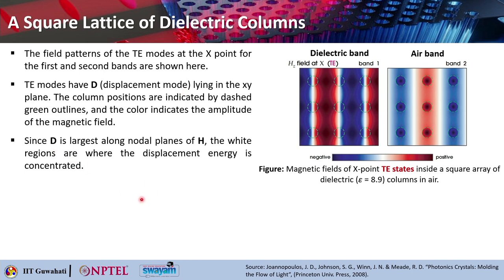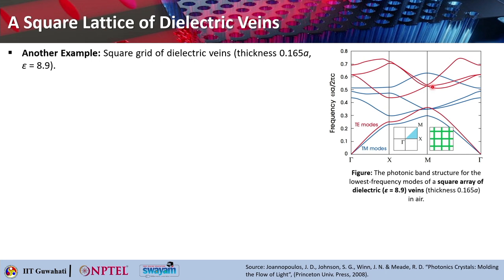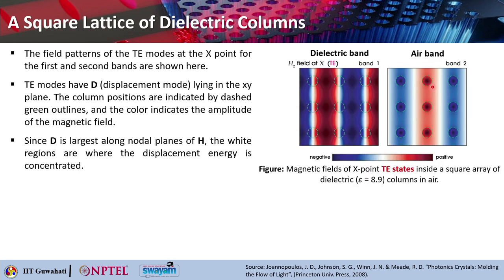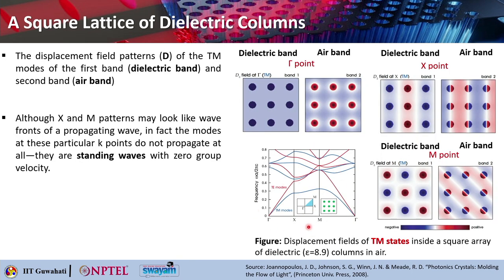Since D is largest along the nodal planes of H, you can see that the white regions are where the displacement energy is concentrated, that is, where your H field is minimal, you will have the strongest D field, or the displacement modes. So you can see the patterns are different for the dielectric band and air band, okay, and this tells you why you are actually seeing a TM band gap in the case of a square array of dielectric cylinders.